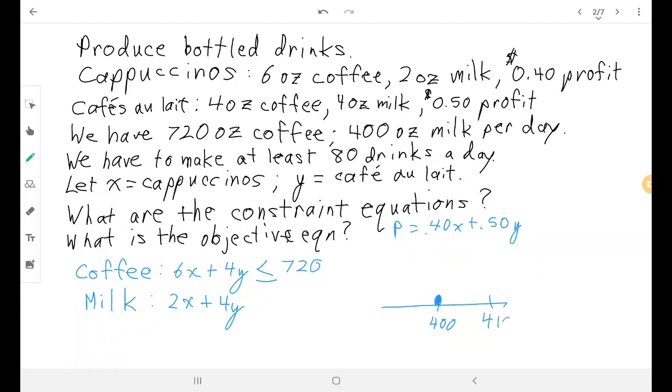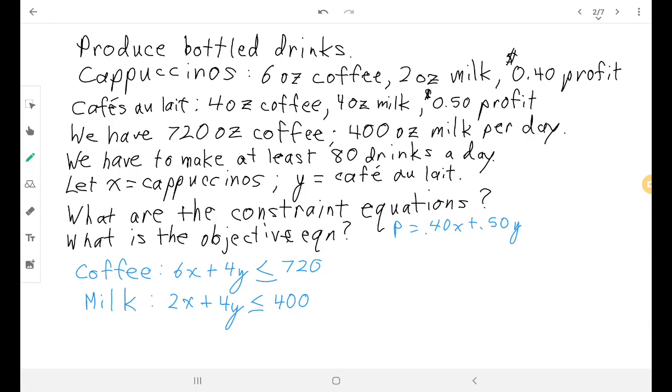Could we use 410? No. Could we use 390? Sure, why not? So then we're going that way. So it's a less than or equal to option again. So less than or equal to that maximum 400 ounces of milk. And then what's the last thing?